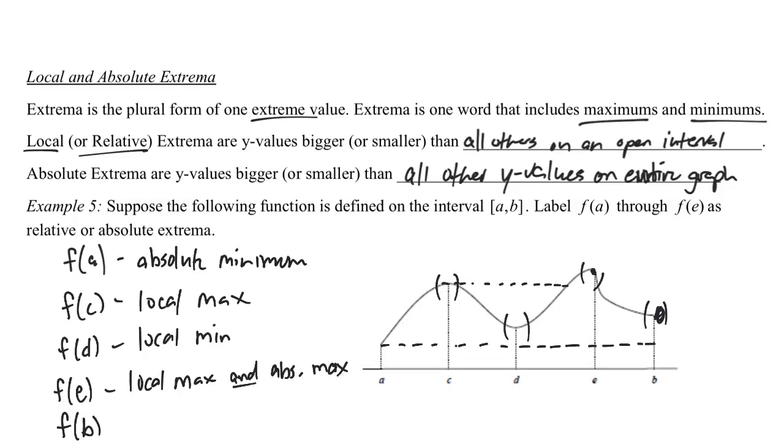Is it the absolute max or the absolute min? Hopefully you said no. We already have an absolute min. We already have an absolute max. F of b is nothing. We'll just say neither. It does not fit any of the categories that we are talking about.